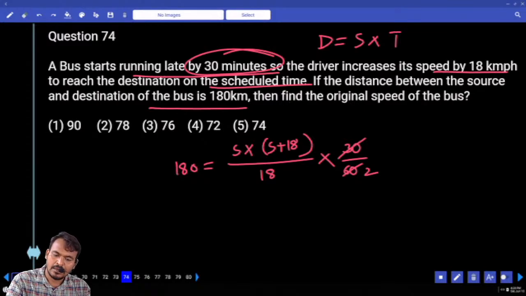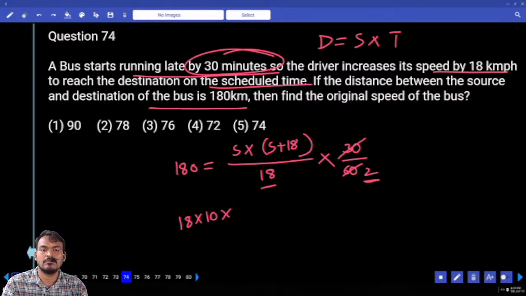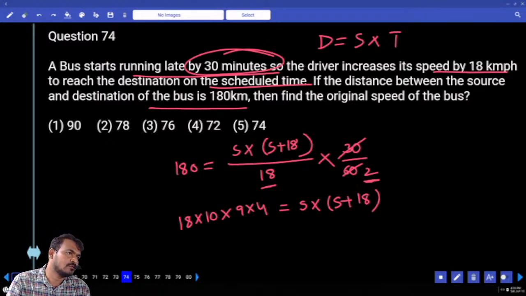18 into 36, or on the left hand side 18 into 10, on the right hand side 18 into 2. 18 into 2 means we write 9 into 4, that is equal to S into which one? S plus 18. 18 into 2 is 36. It is also written as 9 into 4. On the right hand side, how many factors? 2 factors. What is the difference between the 2 factors on the right hand side? 18.